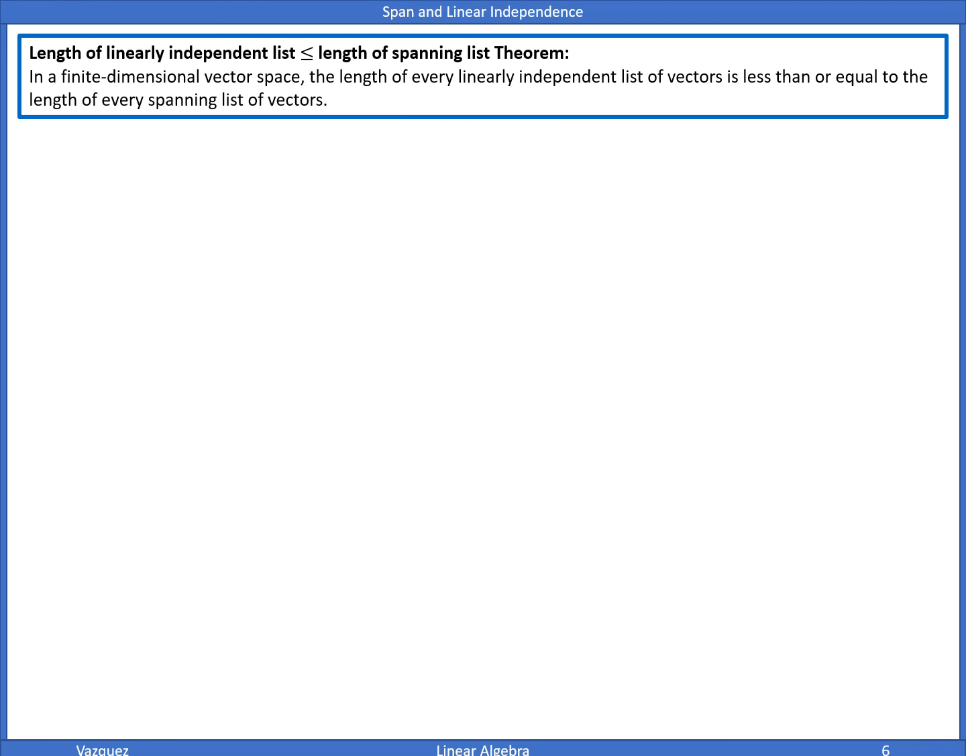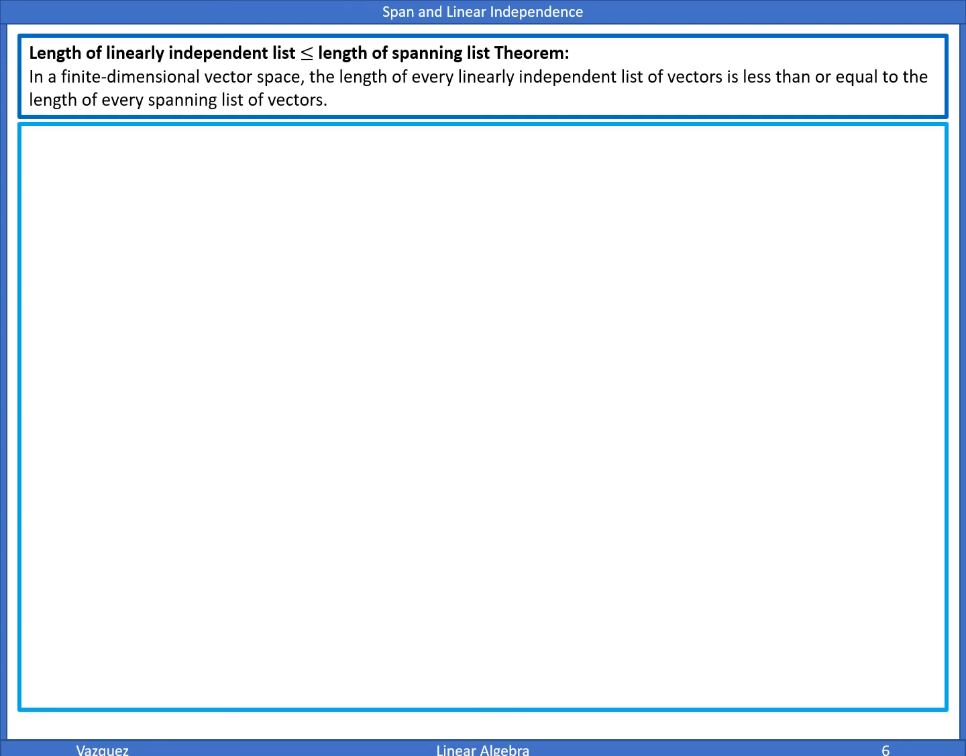The length of a linearly independent list is less than or equal to the length of the spanning list. Right? So in a finite dimensional vector space, the length of every linearly independent list of vectors is less than or equal to the length of every spanning list of vectors. And really, that should make intuitive sense. But we can't just go on and say that it makes intuitive sense and not prove it, right? So we're going to go ahead and prove it.